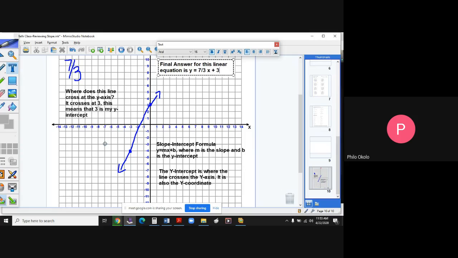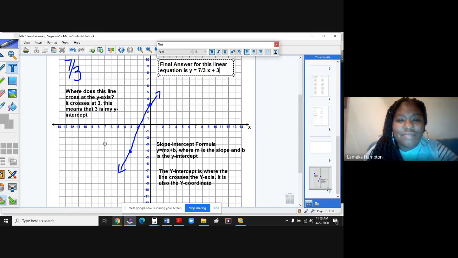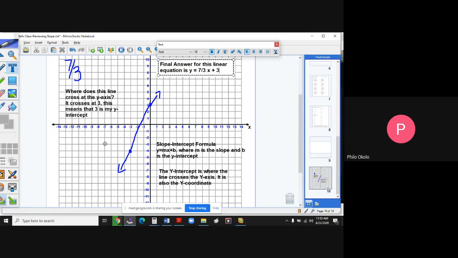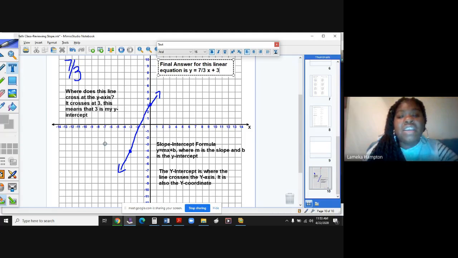Yes, ma'am. In the equation formula, what does the x stand for? Oh, now x and y, those represent functions. All of these things go together, but I'm glad you brought that up.